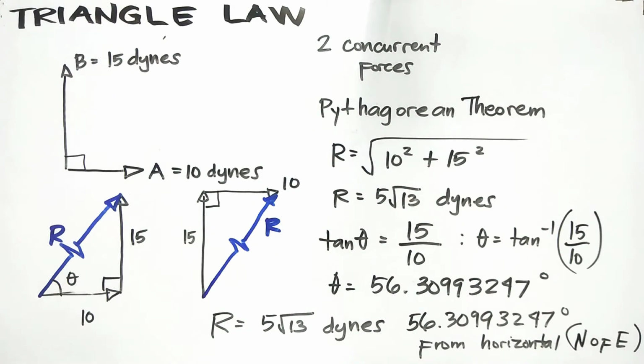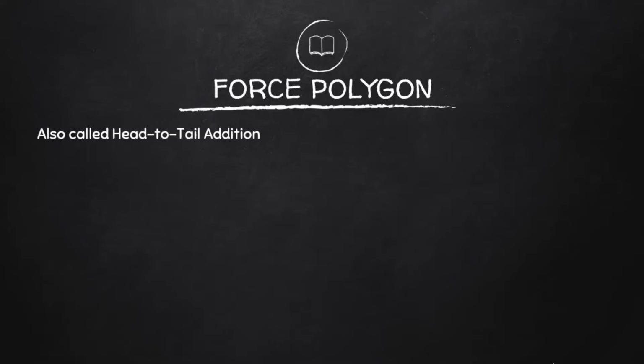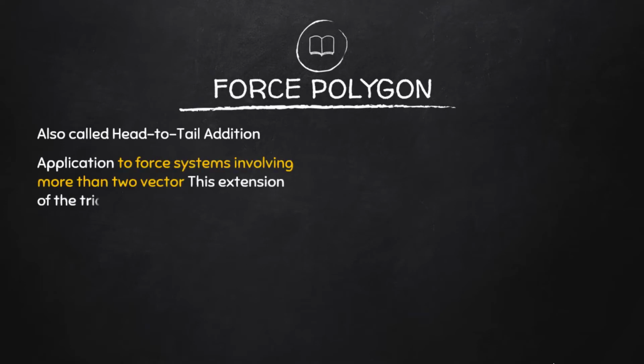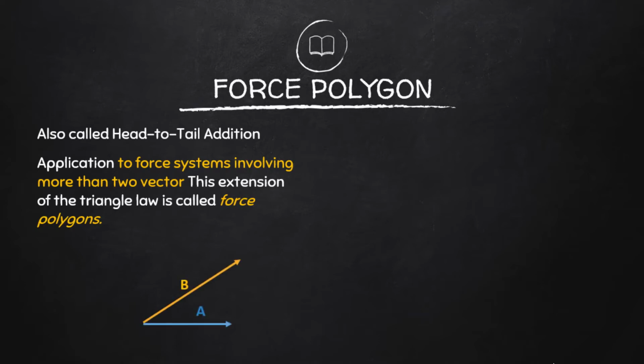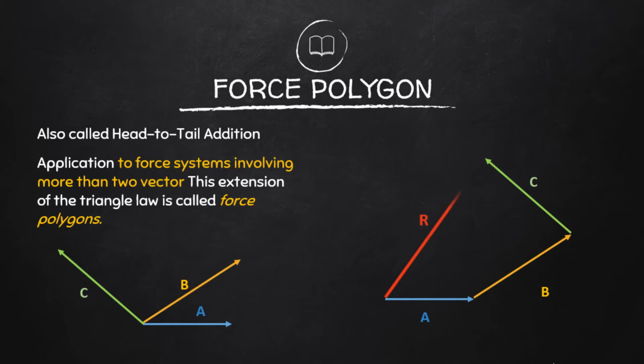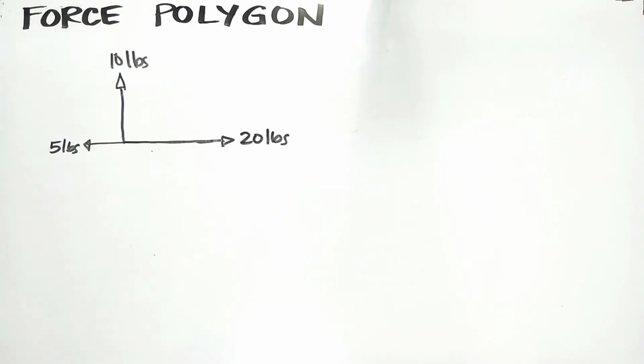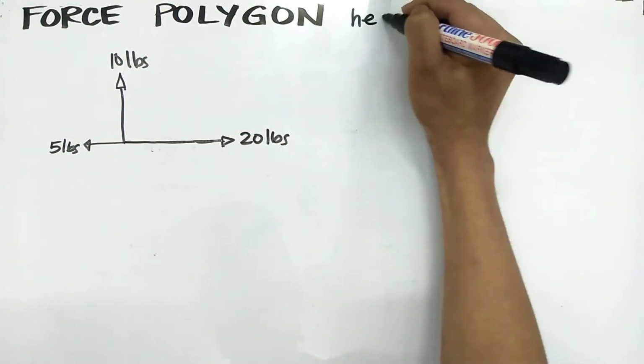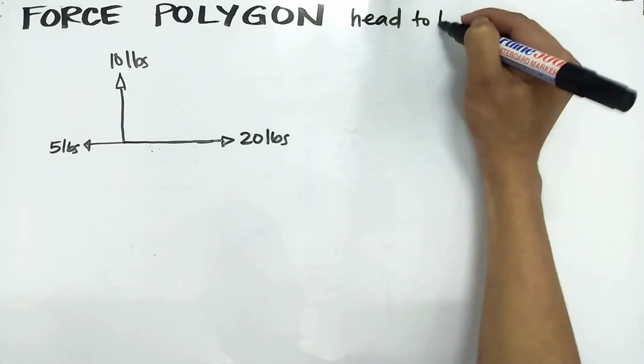So that is how you apply the triangle law. Now, what is a force polygon or head-to-tail addition? Although the triangle law is similar to the parallelogram law, its application to force systems involving more than two vectors makes it more convenient. This extension of the triangle law is what we call force polygons. That is basically the foundation of the idea of force polygon, or what you also call head-to-tail addition.